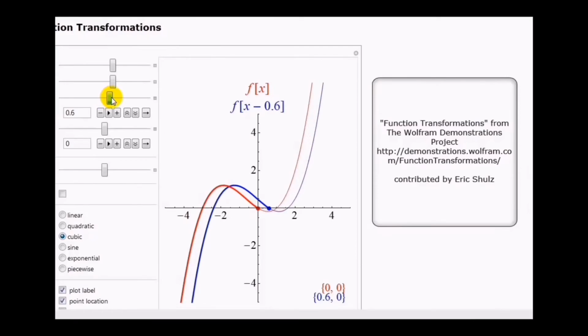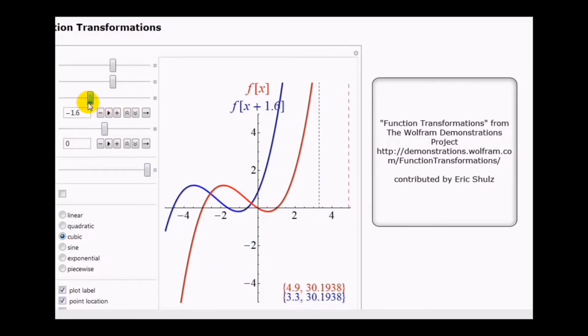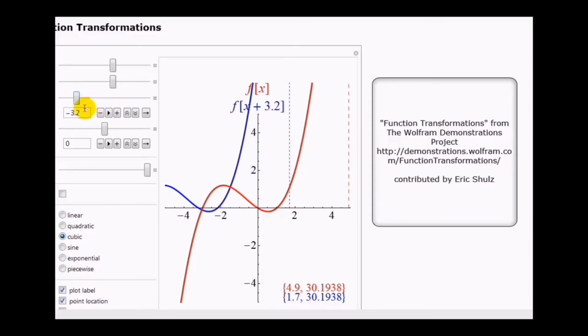So let's take a look at the graph. Notice when we see x minus a constant, the blue function is shifted right c units. And if we see f of the quantity x plus a constant, the graph is shifted left c units.